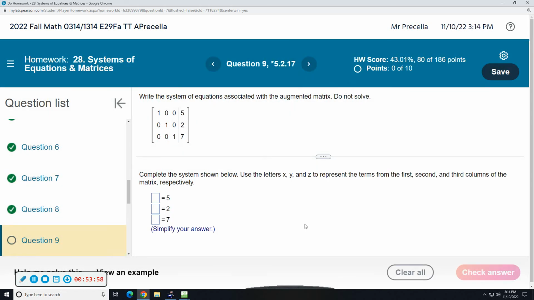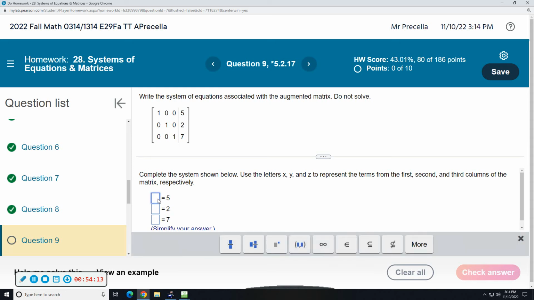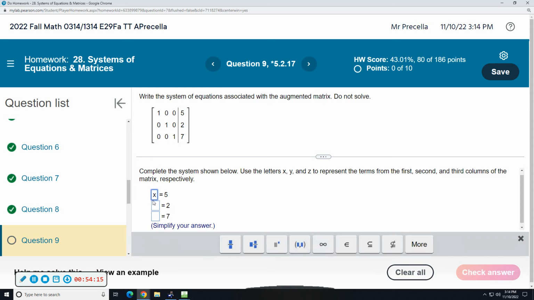Oh, I like this one. They give us the matrix, and they want us to come up with the system of equations associated. Look at that first row. It would just be 1x. 1x equals 5. Y, then, or just x equals 5, y equals 2, z equals 7. Any questions there on Jacob's logic?